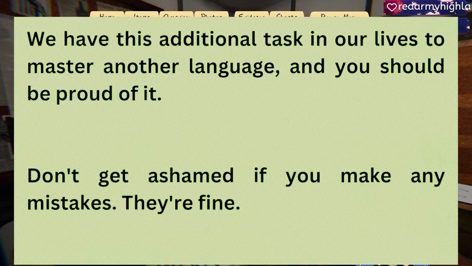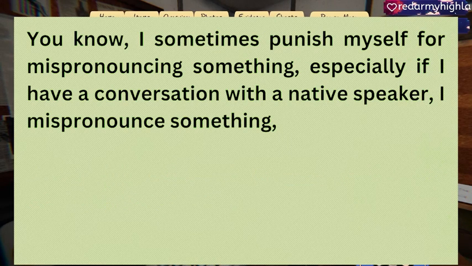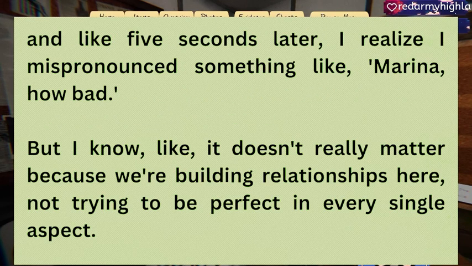Don't get ashamed if you make any mistakes. They're fine. You know, I sometimes punish myself for mispronouncing something, especially if I have a conversation with a native speaker. I mispronounce something, and like 5 seconds later, I realize I mispronounced something like, Marina, how bad. But I know, it doesn't really matter because we're building relationships here, not trying to be perfect in every single aspect.